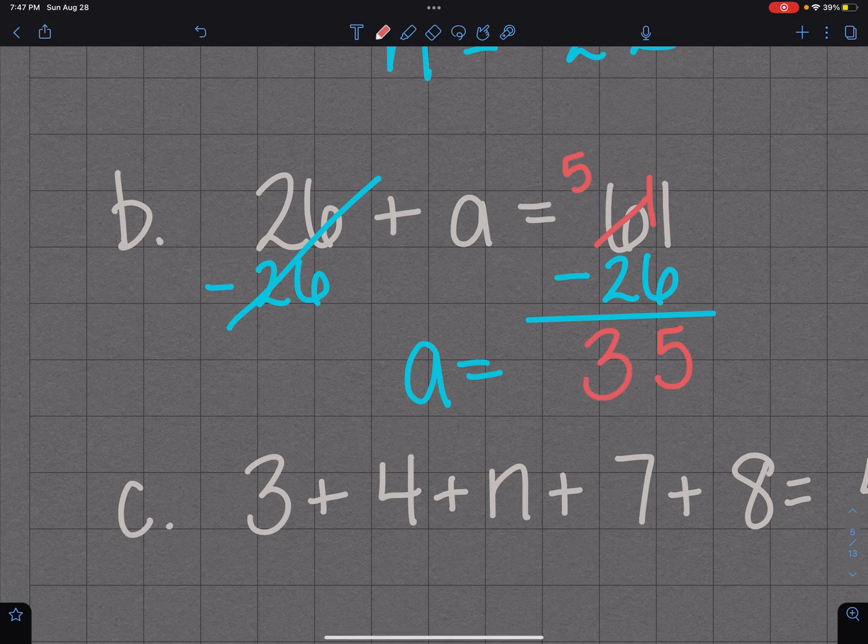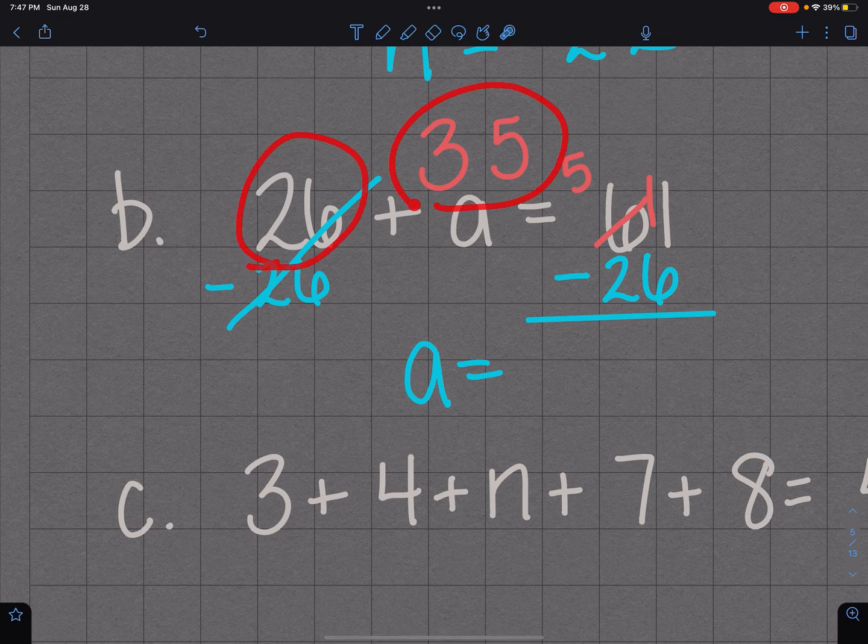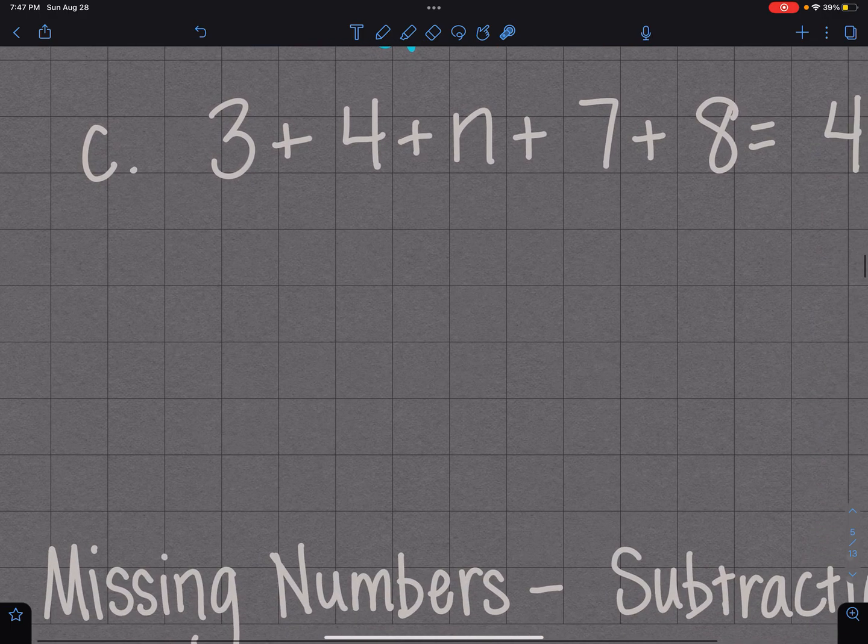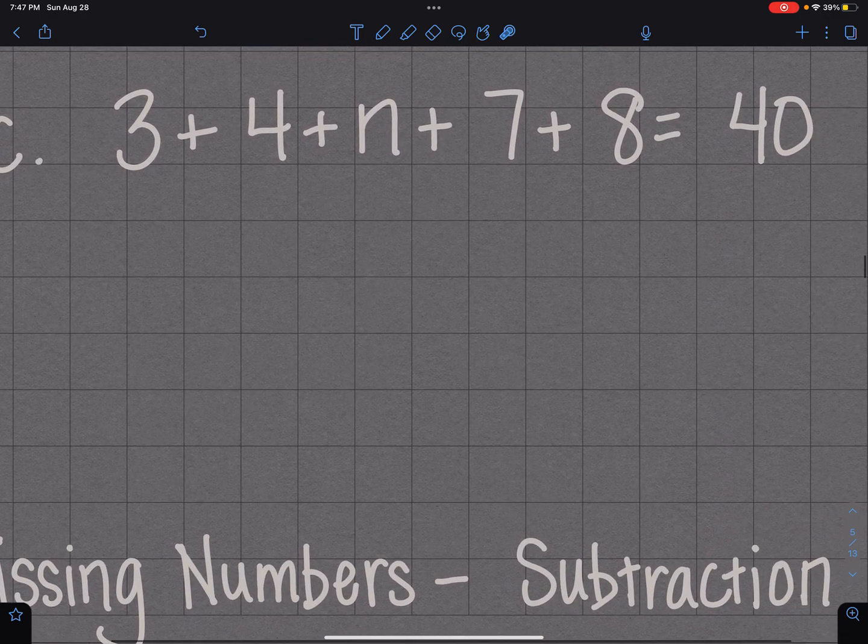Now, I'm going to go back and check my answer. So if I do 26 plus 35, I should get 61. And turns out that checks out. So easy peasy. Let's do C. C, we have another one of these long ones. That's super fun. They think they're going to trick us, but they cannot.